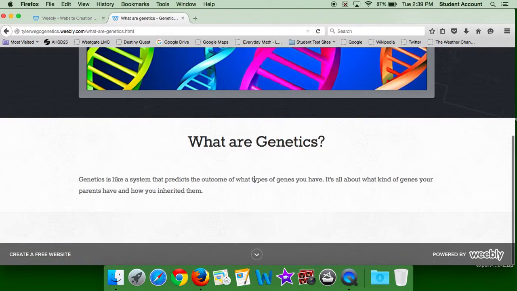So genetics is like a system that predicts the outcome of what types of genes you will have. It's all about what kind of genes your parents have and how you inherited them. So say that you and me have the same exact genes for red hair, but you have brown hair and I have red hair. We might have the same exact genes, but we might have inherited them differently. It all depends on what your parents' genes are, because you inherit them from your parents, and how you inherit them from your parents.